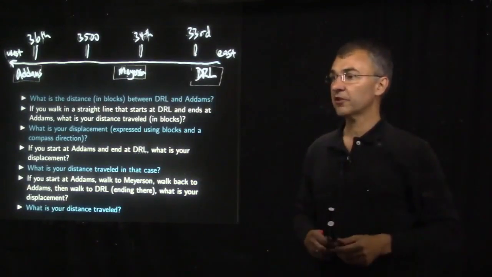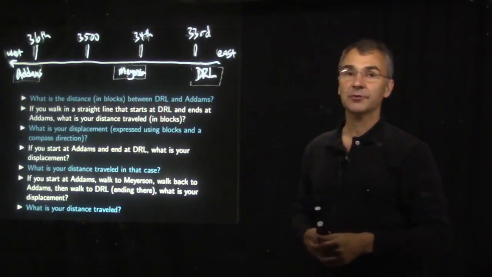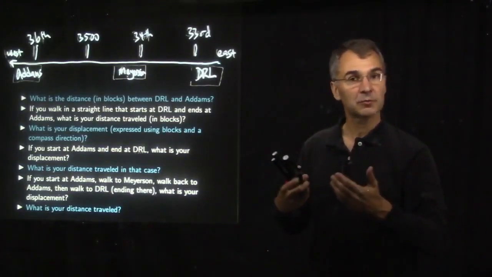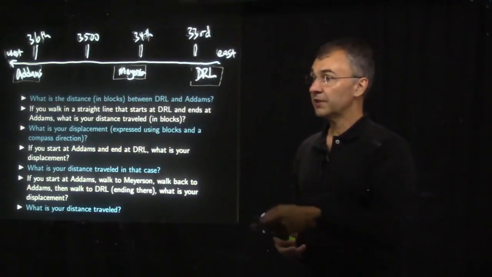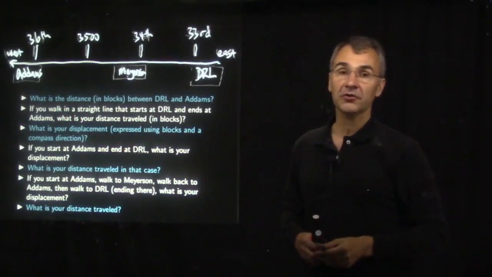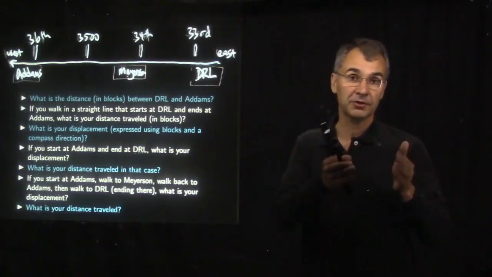What is your displacement, expressed using blocks and a compass direction? So if we started at DRL and ended at Addams, then we want both the magnitude and the direction of our displacement, and we'll write down displacement more formally in a minute. We went 1, 2, 3 blocks west. So our displacement is 3 blocks west. The magnitude is 3 blocks, the direction is west. To make it a vector, we say both: 3 blocks west.